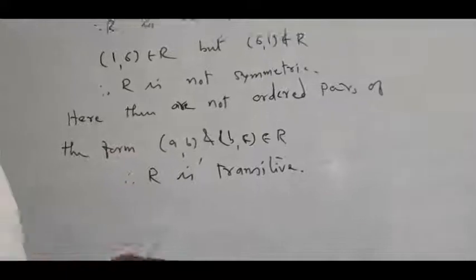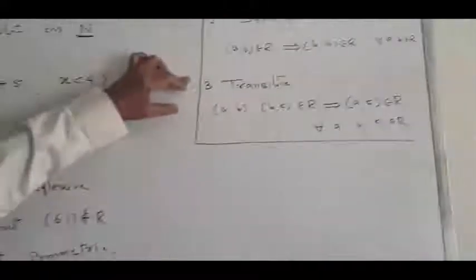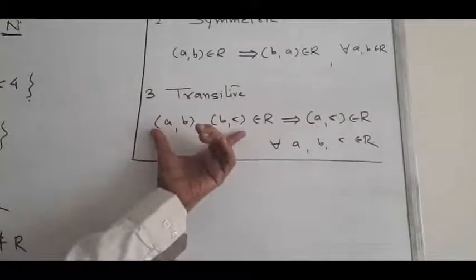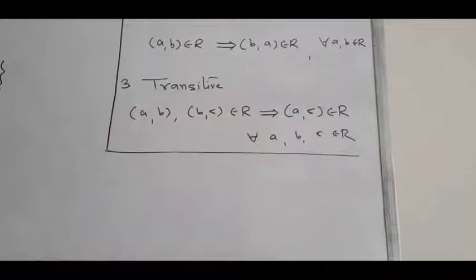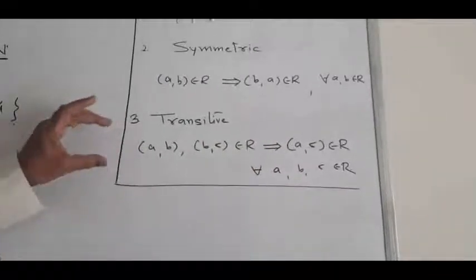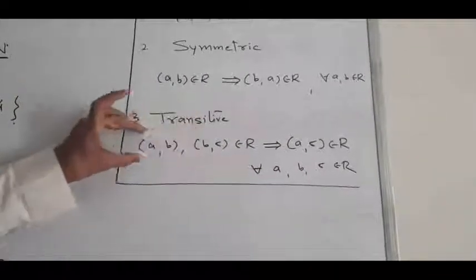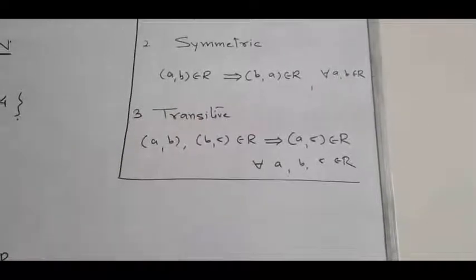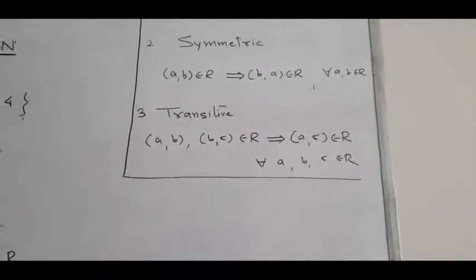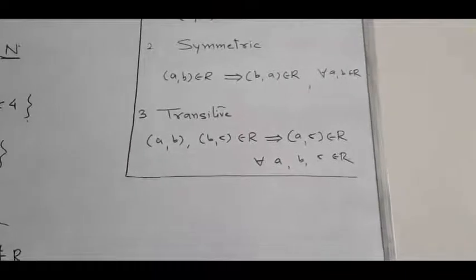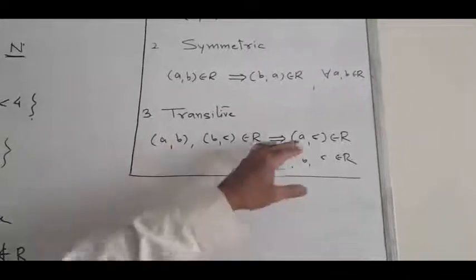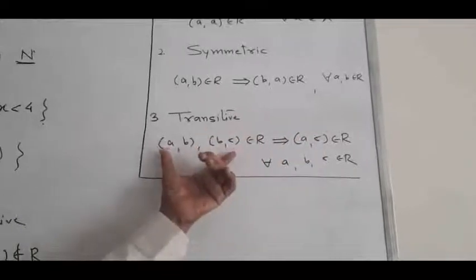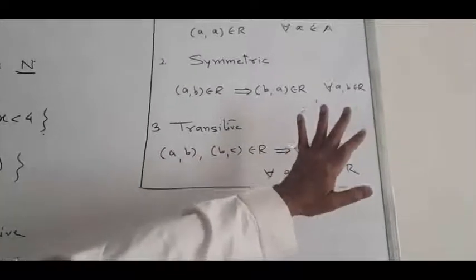Remember this point here. When we want to say that a relation is not transitive, we have to find such ordered pairs in R where (a, c) does not belong to R. But if there are no such ordered pairs in R, in that case also we say that the relation is transitive. We are not able to say that it is not transitive.